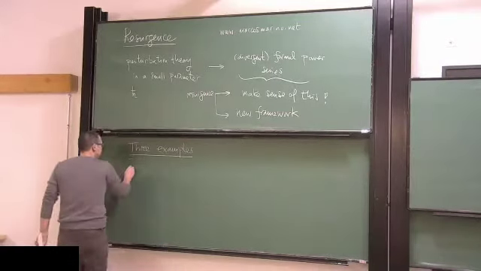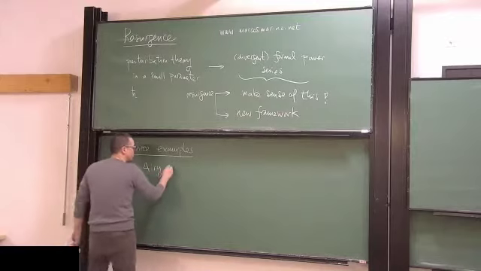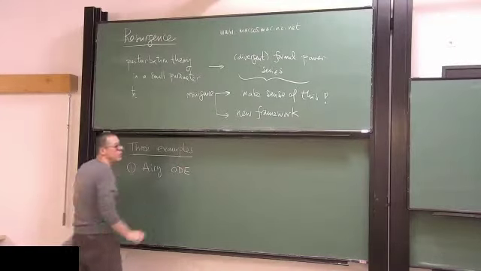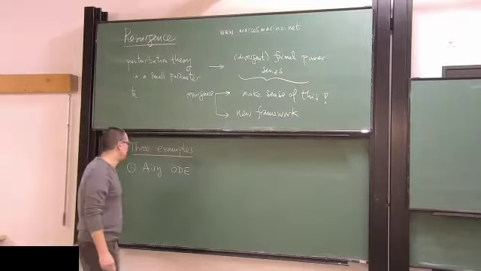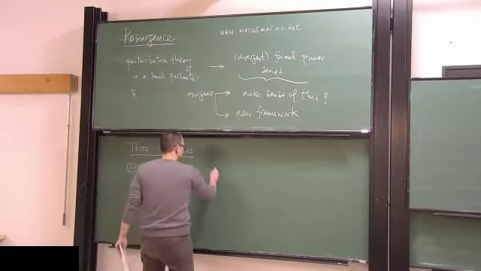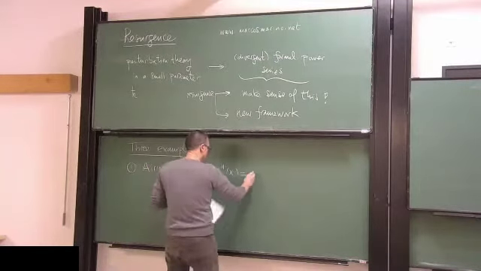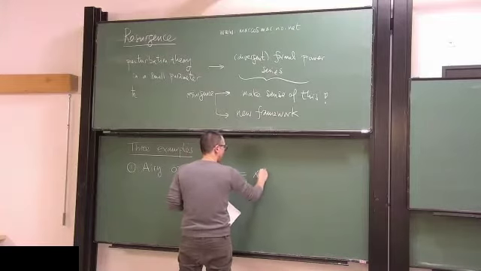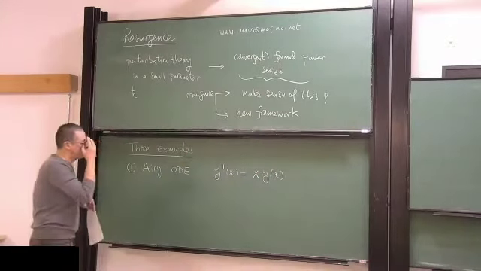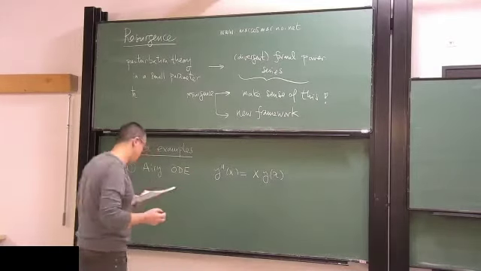So the first example is the Airy ODE, the Airy ordinary differential equation, and the associated series that you find when you solve this ordinary differential equation. So this equation is very elementary. It's a second order linear ODE. And you cannot really solve this equation in closed form by using elementary functions.